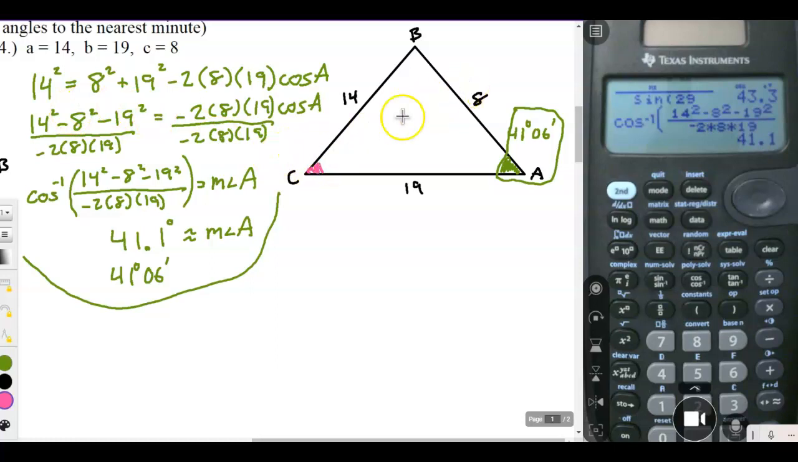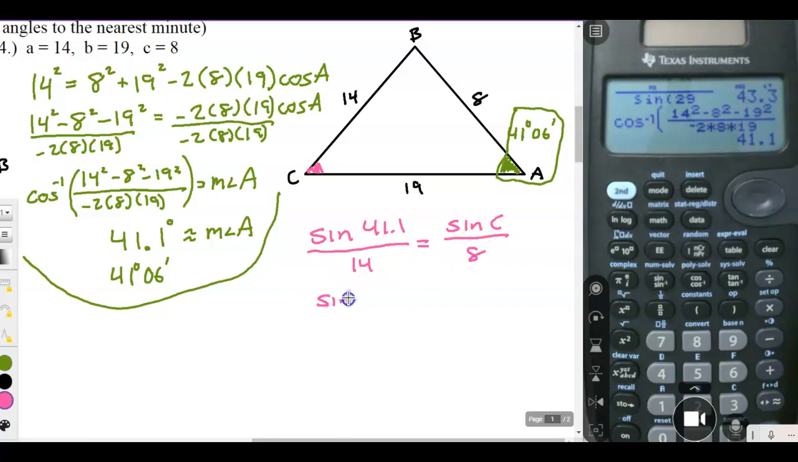Or you could do law of sines. If you prefer law of sines, I now have a side and an angle pair, so I could use those. It's totally up to you. Personally, I think the law of sines is a little shorter, a little less intensive, so I'm going to go with that. I want to use the decimal here, so I need to use the 41.1 degrees. So I have sine of 41.1 degrees over 14, and I'm finding angle C, so I'm going to use 8: sine of angle C over 8.